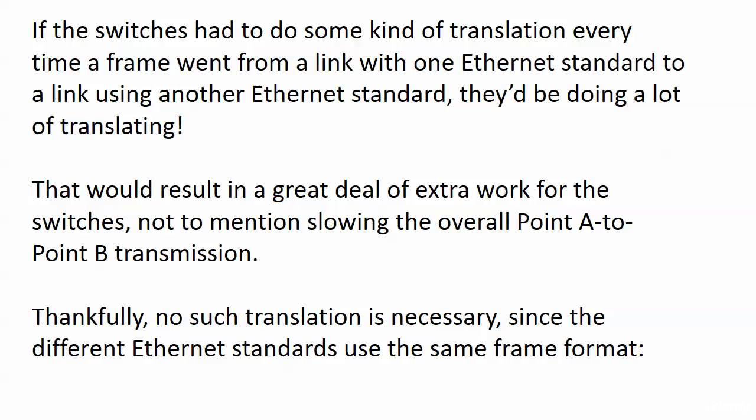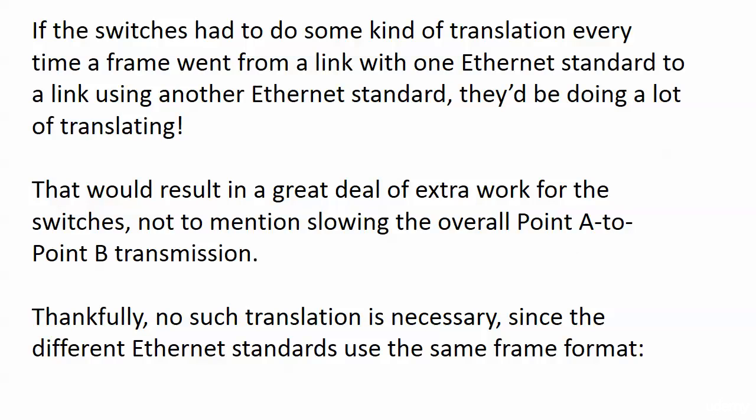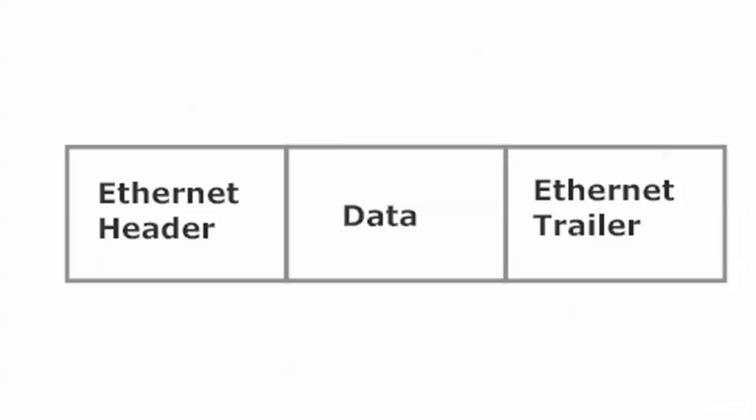Because if the switches had to do some kind of translation every time a frame went from a link with one Ethernet standard to a link using another Ethernet standard, I mean, let's look at that. That would be a lot of translation, a lot of it. But thankfully, we don't have to do that. And by the way, that would be a lot of extra work for the switches, and of course it would slow the transmission down as a whole. And the reason no such translation is necessary is that all of those Ethernet standards use the same frame format, and that is about as simple as it gets. You've got your data in the middle, your header out front, your trailer out back, bada bing, bada boom, you've got your Ethernet frame.